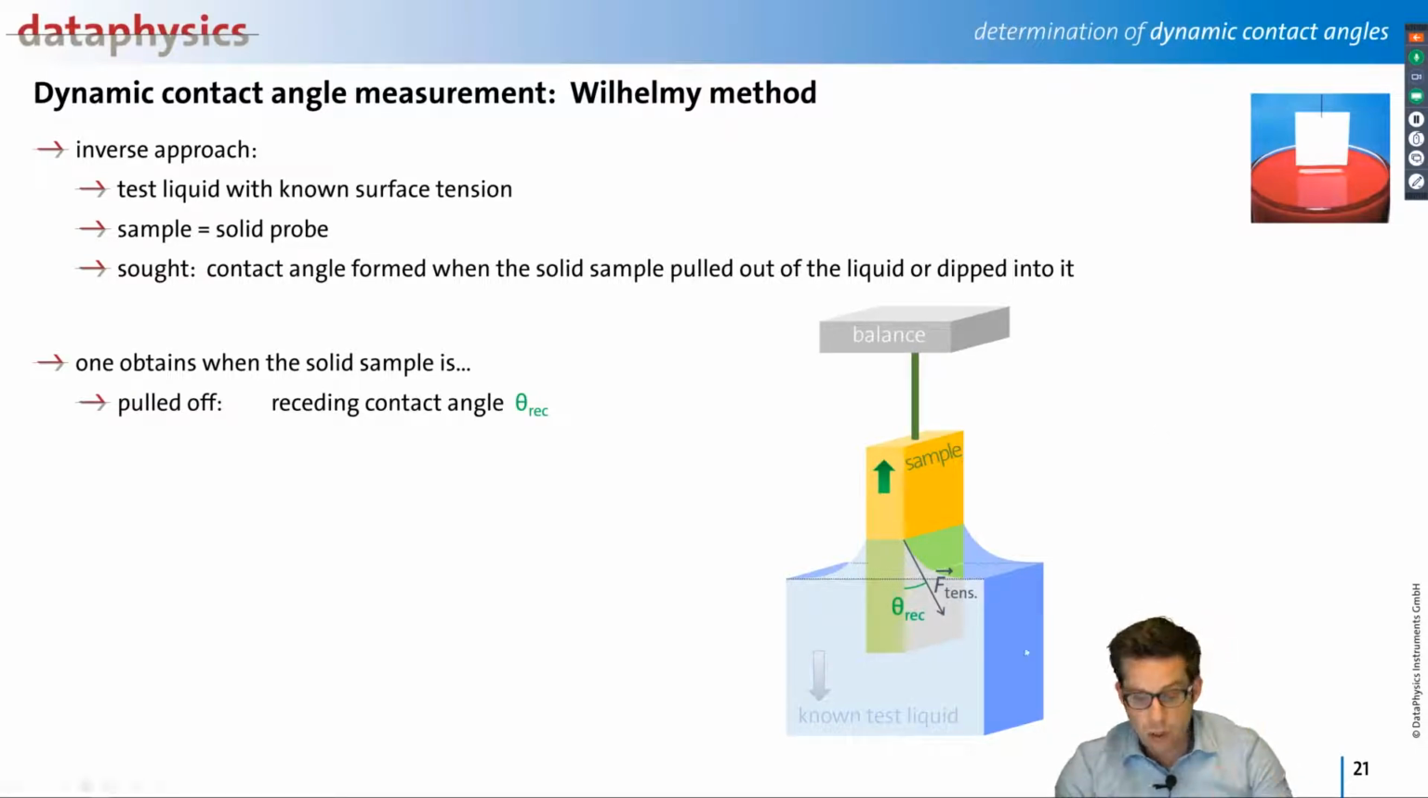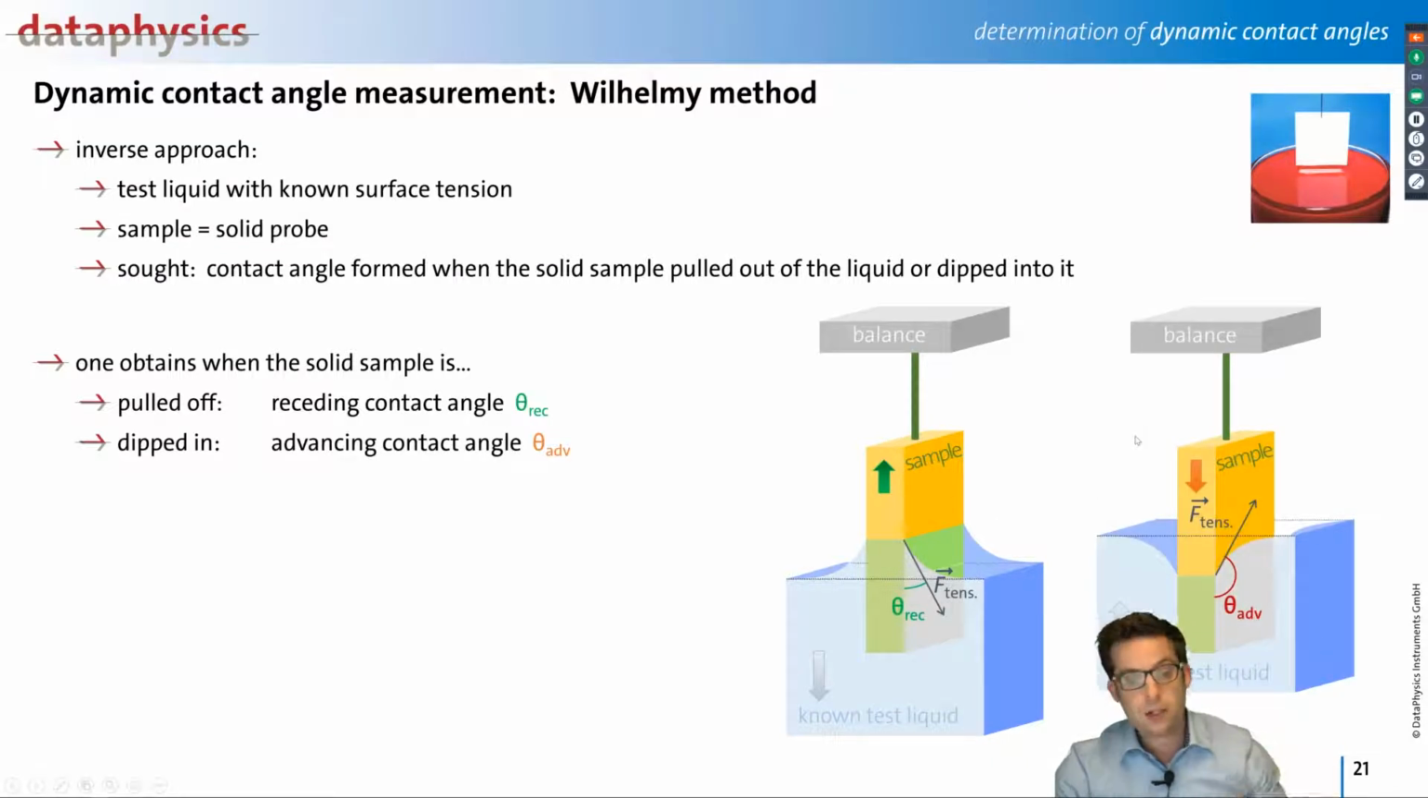And when you pull it out, you get here the so-called receding contact angle. When you dip it in, you get the advancing contact angle. For us, mainly the advancing contact angle is interesting for the plasma treatment, because this determines how fast the water spreads on the surface. The receding one is how fast it de-wets the surface.